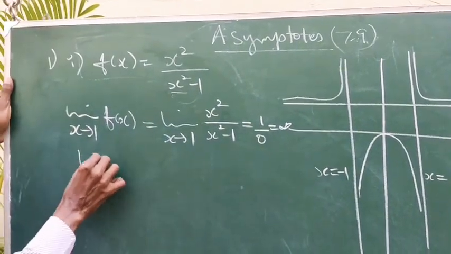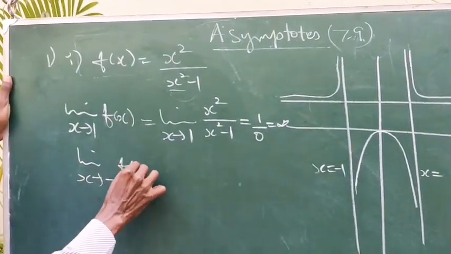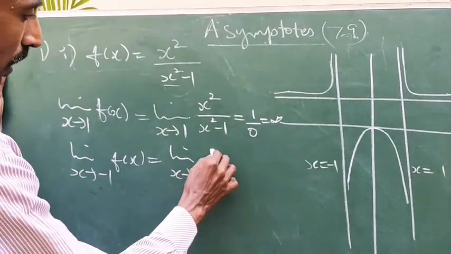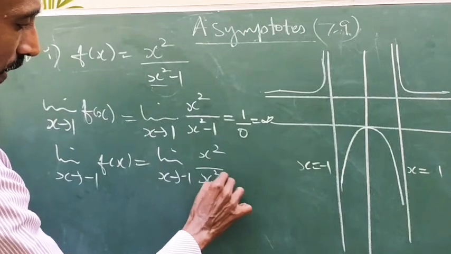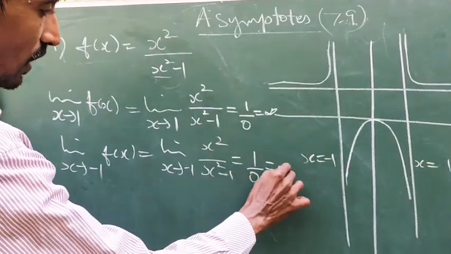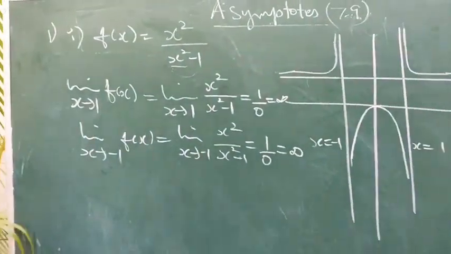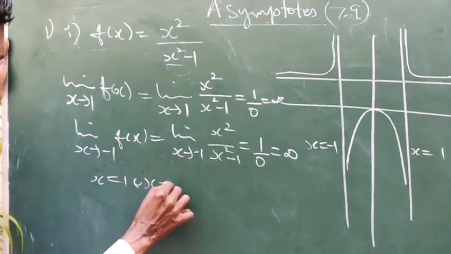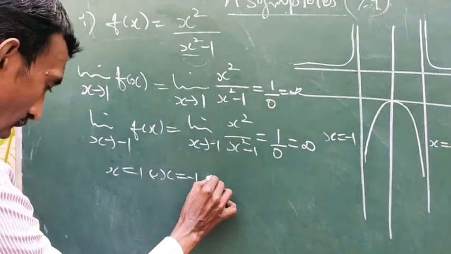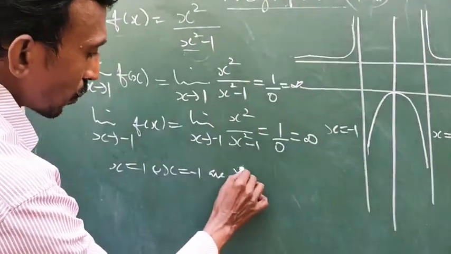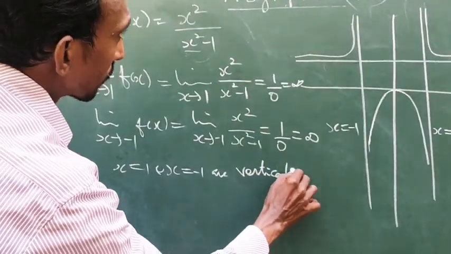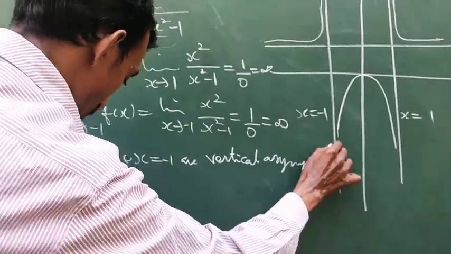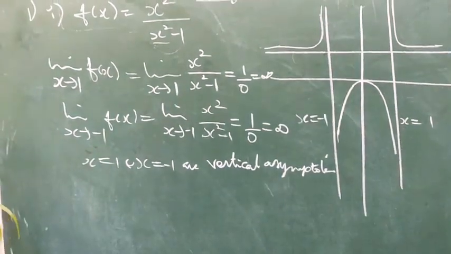Similarly, limit x tends to minus 1, f of x equal to limit x tends to minus 1, x square by x square minus 1, equal to again 1 by 0, infinity. In both the cases, y becomes infinity. So x equal to 1 and x equal to minus 1 are the vertical asymptotes. Okay. So we are getting two vertical asymptotes.